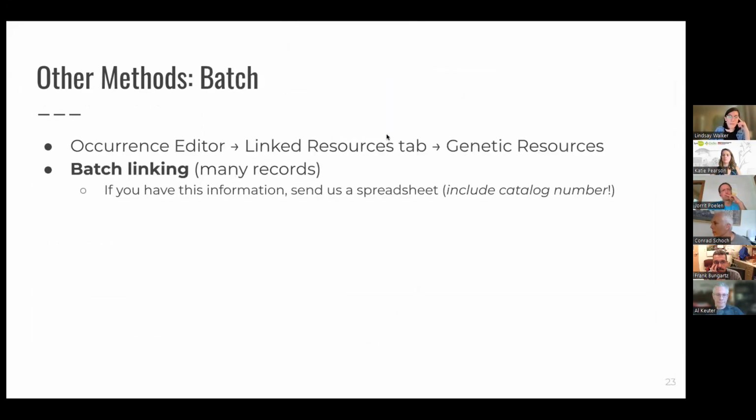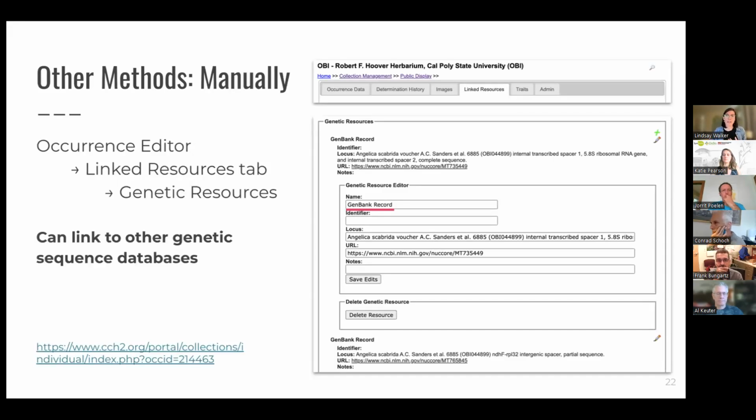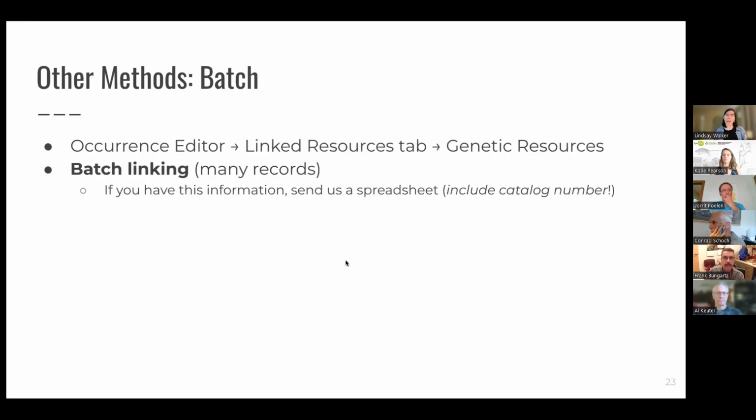And then somebody brought up in the chat the same question about how do I do this for a lot of things. So there's no user interface right now for batch linking these records. You would have to send us a spreadsheet of this information. For example, if you had a spreadsheet with a column for name, a column for identifier, locus, URL, and notes, you could just send us that spreadsheet. We can batch attach it for you on the back end. The really important thing to include is the catalog number so that we know which specimen to associate everything with.